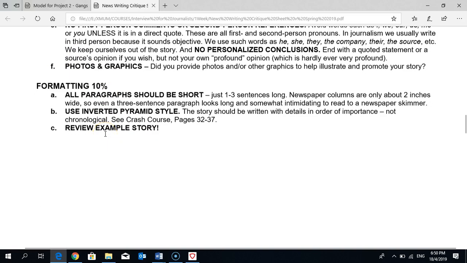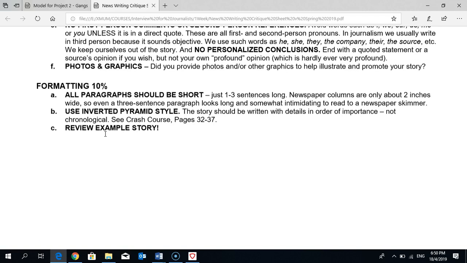Under formatting, 10%, all paragraphs should be short. This says 1 to 3 sentences. That's one of the reasons for that. First off, it's more skimmable if your paragraphs are short.